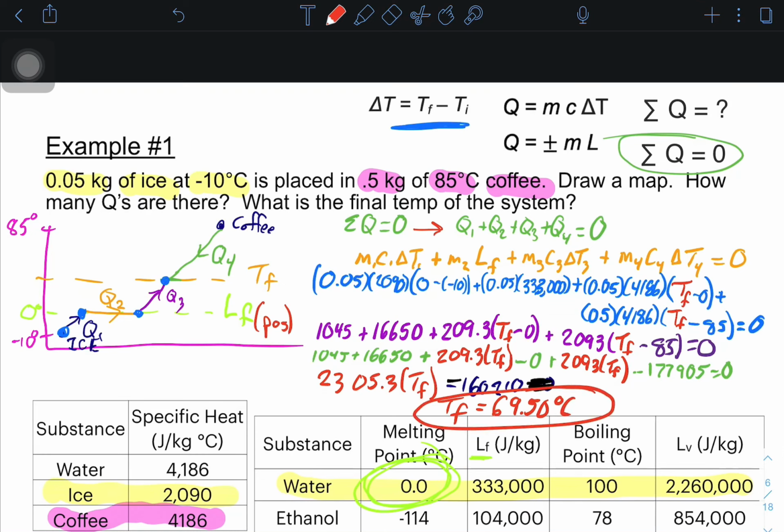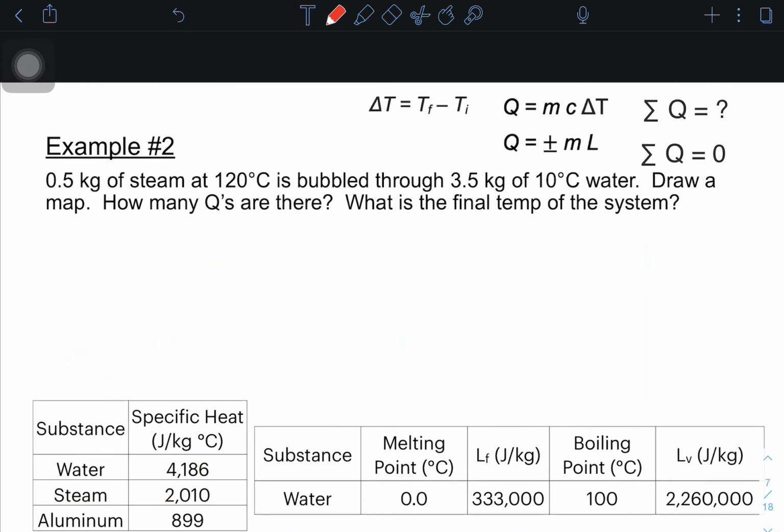Okay, so it meets somewhere in the middle. My coffee cools off while the ice cube melts. Okay, so that's how we do one of these problems. Very similar to the previous one, we just have to deal with a phase change now. So here's our Q2, example number 2.